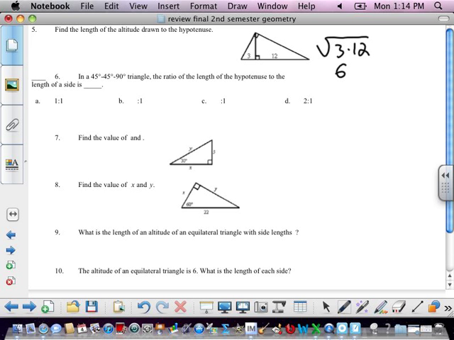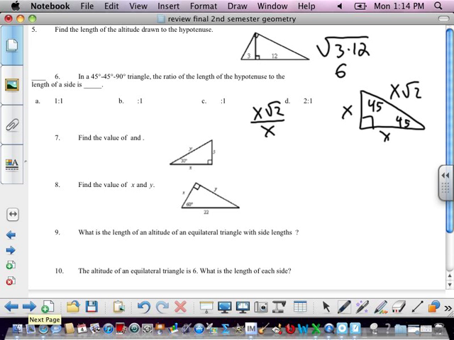All right, number 6. In a 45, 45, 90 triangle, the ratio of the length of the hypotenuse to the length of the side is what? So remember 45, 45, 90s? The legs are both x, and then the hypotenuse is x square root 2. So it wants the ratio of the length of the hypotenuse over the sides. Well, what does x over x give you? x divided by x is what? 1. So we get the square root of 2 over 1.